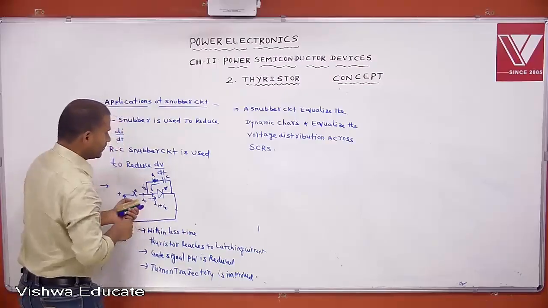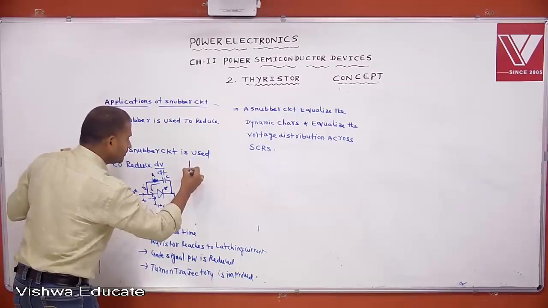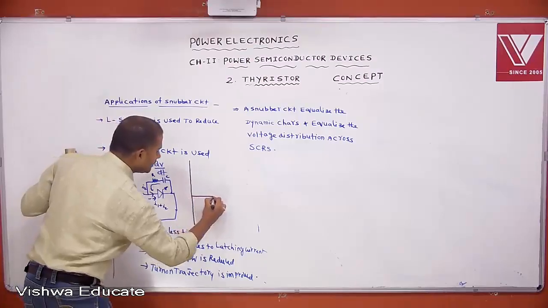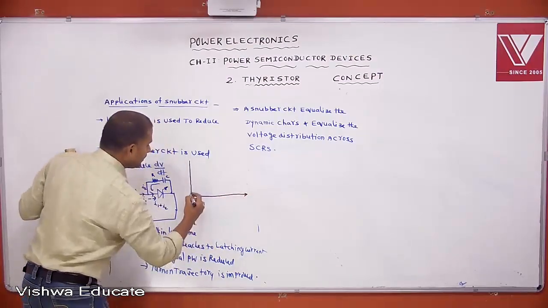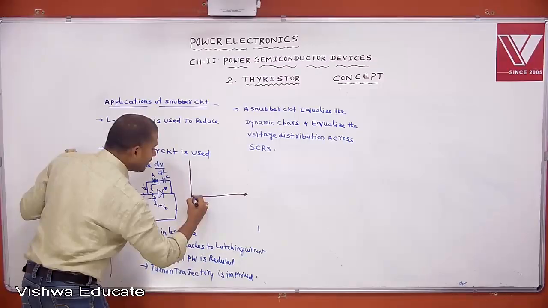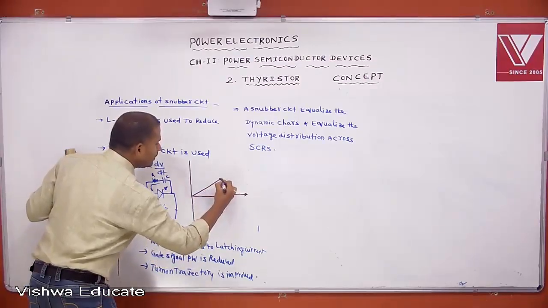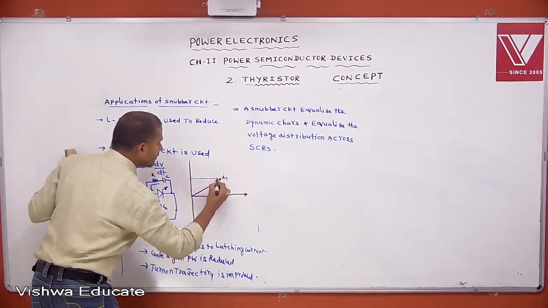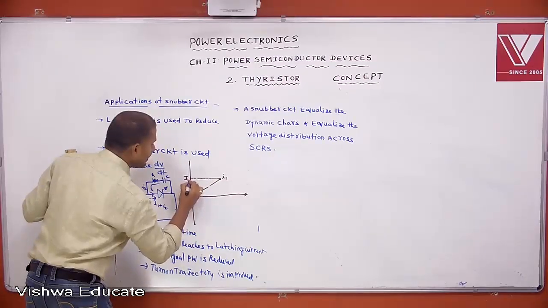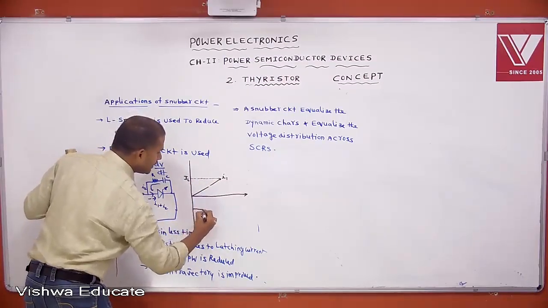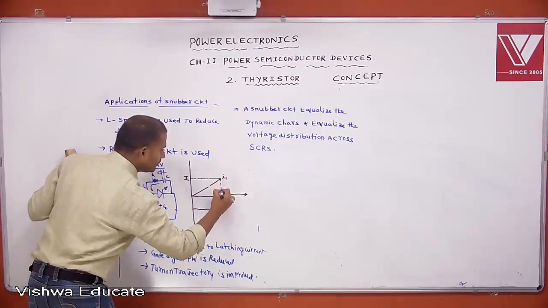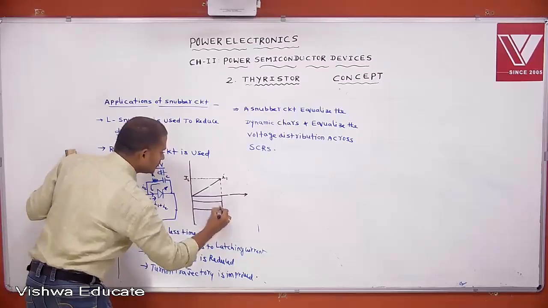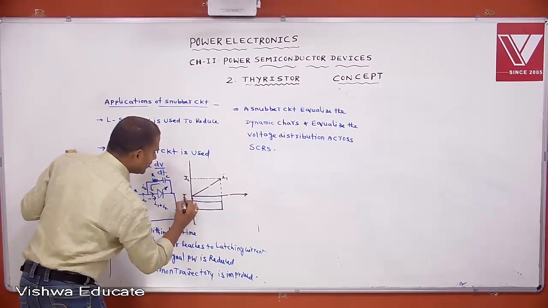I have given the characteristics like this. Concentrate, I am drawing clearly here. Let this be the I1 current. If only I1 is present, this I1 current reaches the latching current. This is IL, and this is the gate signal requirement. This much time we can apply the gate. This is IG, the gate current.